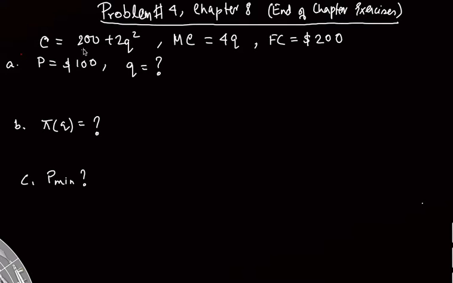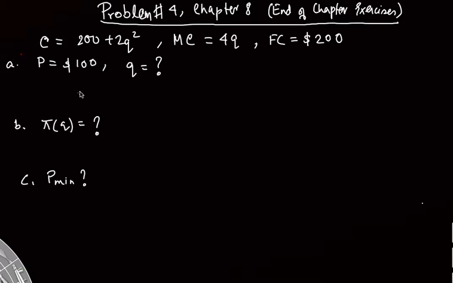So note that total cost has a fixed cost part, 200, which is not dependent on quantity, and 2q square is dependent on quantity. That is the variable cost, fixed cost plus variable cost. Marginal cost is given to you as 4q. It is basically the first order derivative of variable cost. If you take the first order derivative of this term with respect to q, then you get 4q, but it is already given to us, so no need to derive that. And fixed cost is $200.